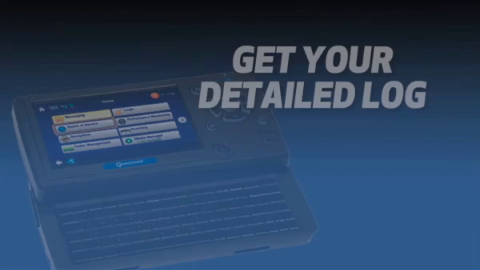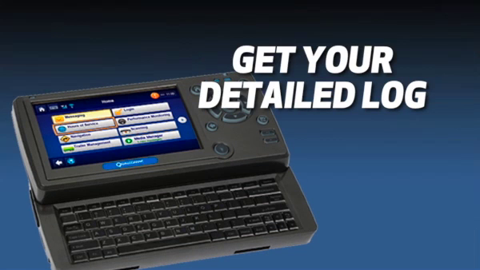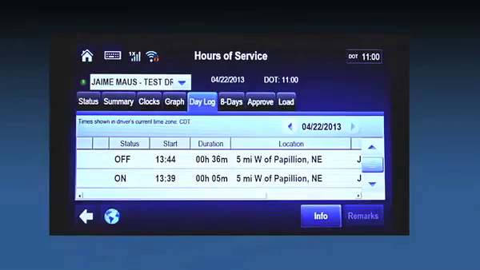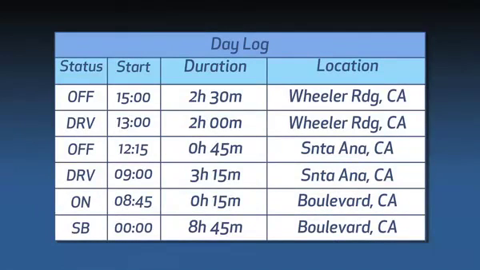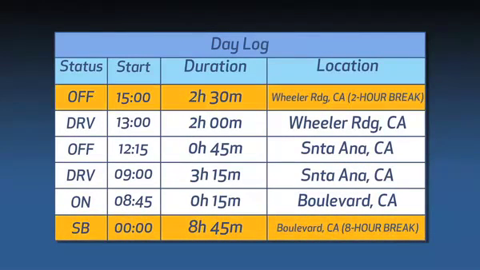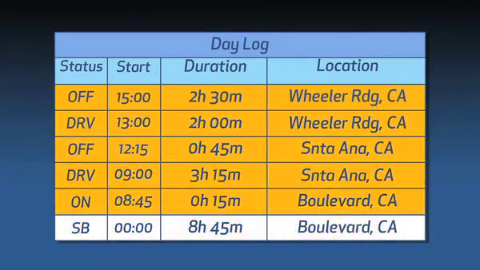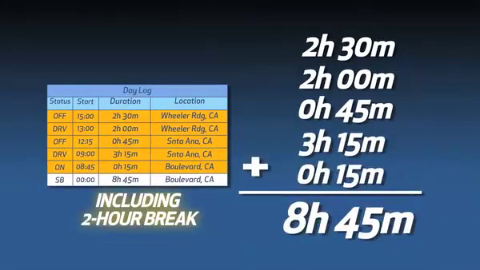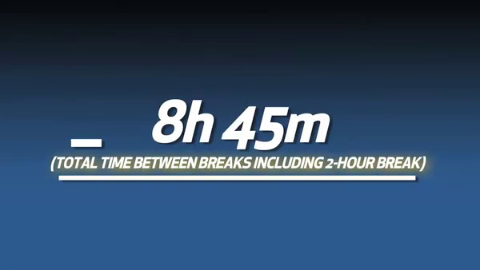Step 1. Get your detailed log from the Day Log tab on your MCP200. Again, for the purpose of illustrating this example, we have pulled all the information from this day log and put it into one table. Next, identify the 2 breaks that make up the split break. Now, add together all of the time between the 2 breaks, including the 2-hour break. In this example, there was 8 hours and 45 minutes of time.